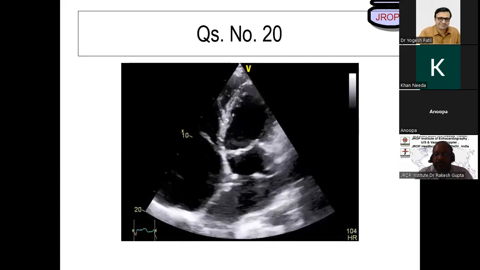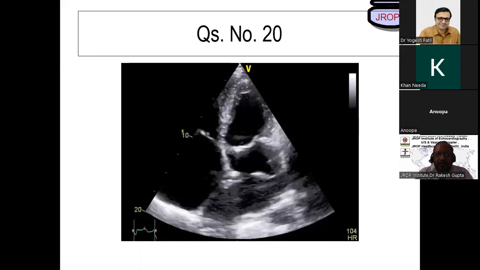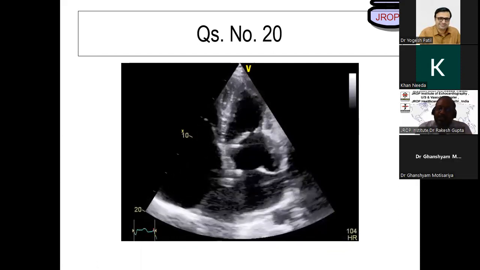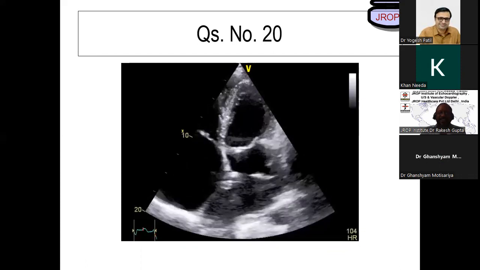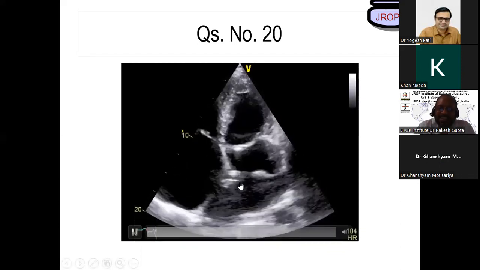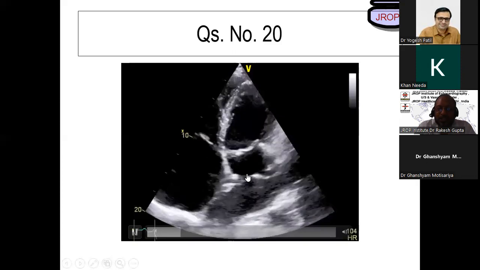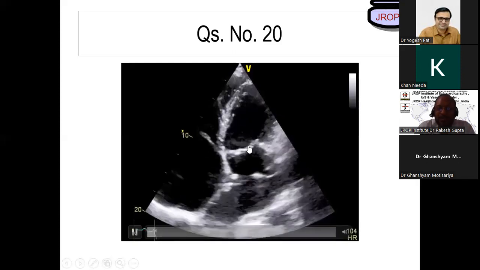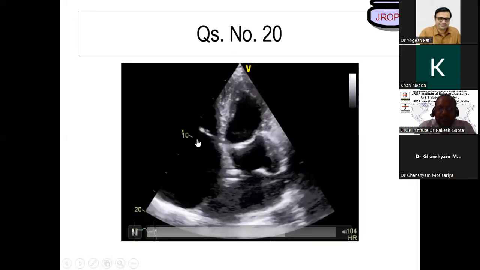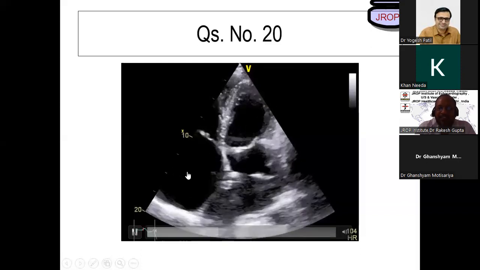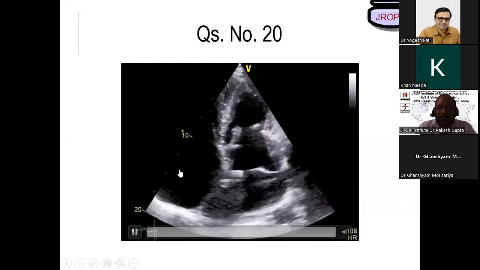Yes, Nida, go ahead. So there is an additional chamber suggestive of cor triatriatum sinister. Yes, perfect. Yogesh, you could have taken it easily. Whenever you see two mitral valves, you say cor triatriatum sinister. If you see two tricuspid valves, you say cor triatriatum dexter.